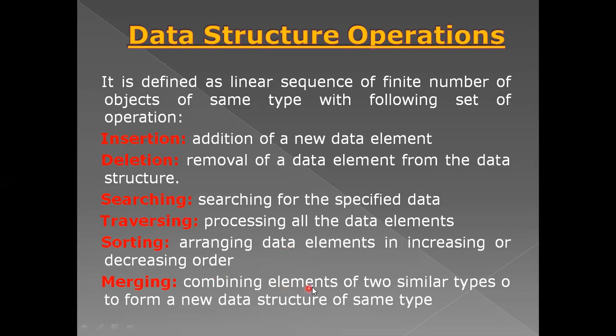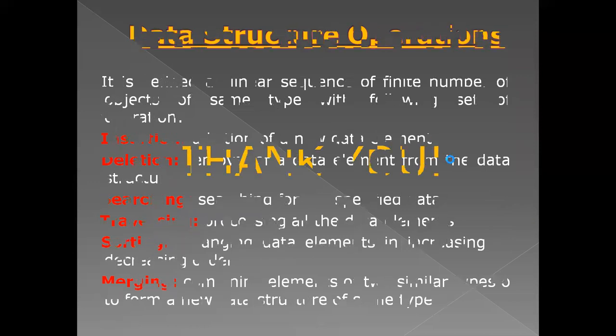Merging: what do we mean? We can combine two similar data structures to form a new structure of the same type. So if we have two data structures and I want to combine them, we can easily combine them. So these are all the data structure operations which we can easily apply on any data structure.